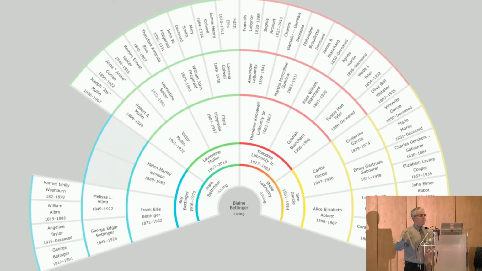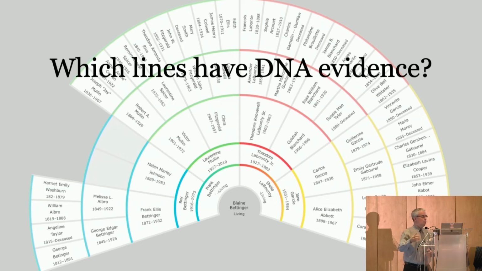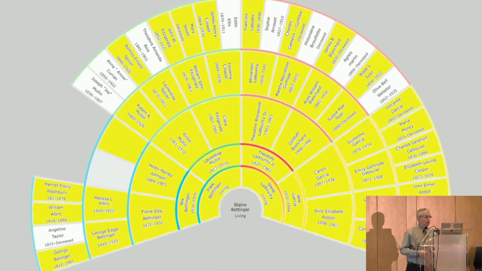So here, for example, this might be a genealogical family tree. And when I looked at this, I was asking, what lines do I have DNA evidence for in this particular tree? And so I highlighted those. I believe I have DNA evidence for all of the lines that are highlighted here. And what is that based on? That's based on finding a match that appears to be descended from the same family that I have highlighted here.